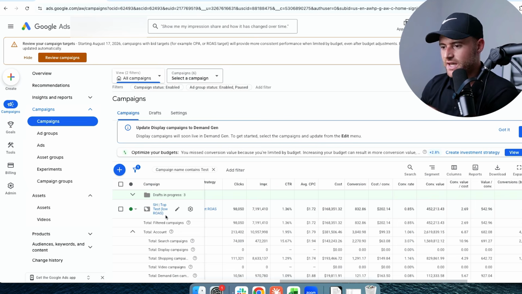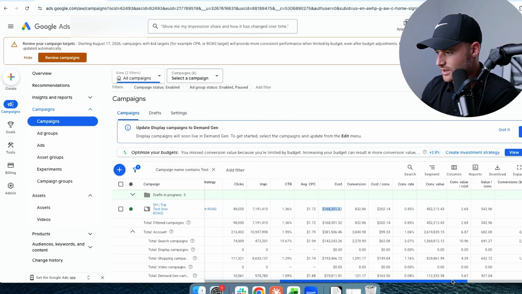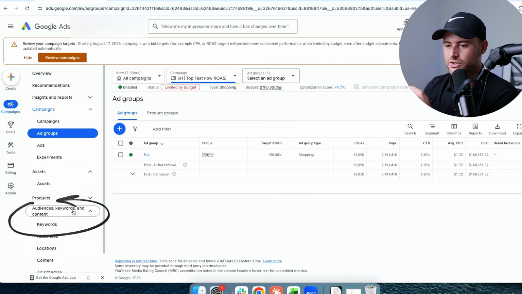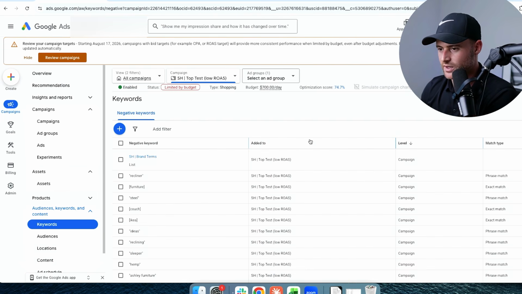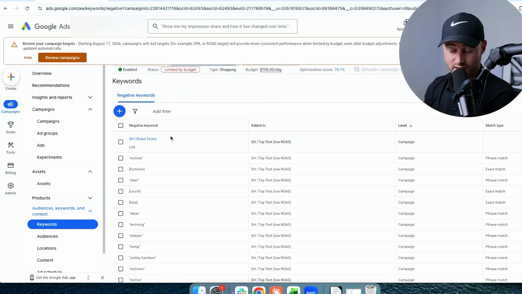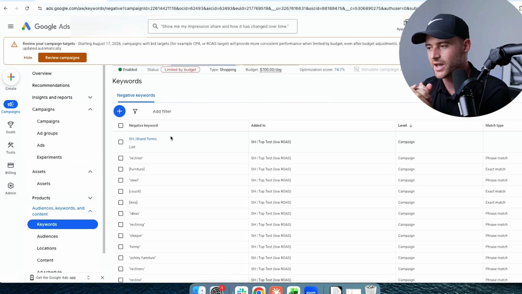Okay, so this is a shopping campaign. We've spent about $168,000 this year on it, and it has produced almost $500,000 in revenue at like a 2.91 ROAS. Now, I'm going to go into this campaign and go to the negative keywords. You'll notice there is a negative keyword list called brand terms. We still negate brand terms from this campaign, so that would be the company's name. We don't want to target the company's name in this campaign. We actually have a branded shopping campaign specific for that traffic.